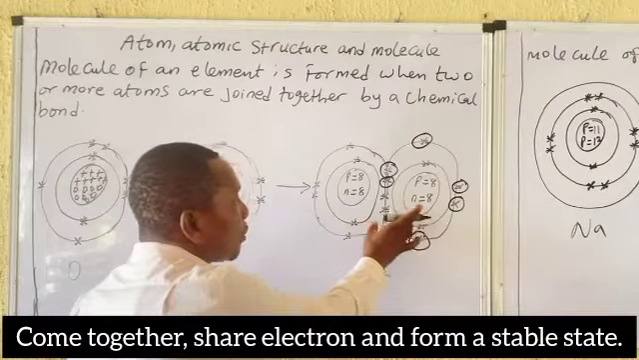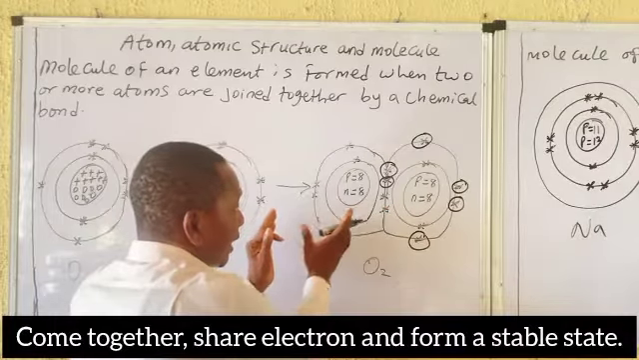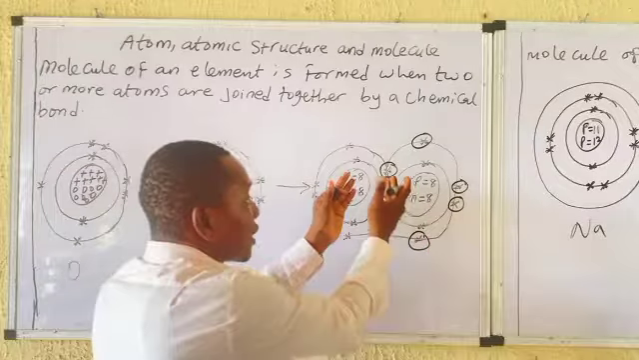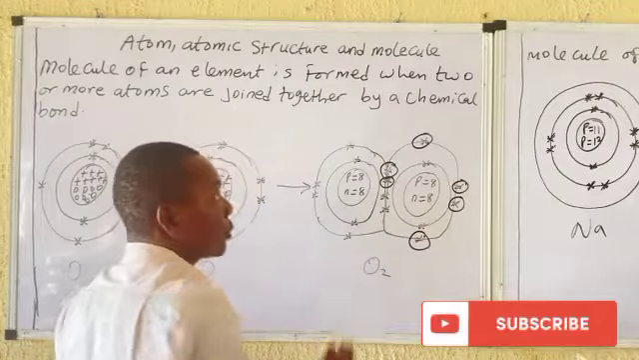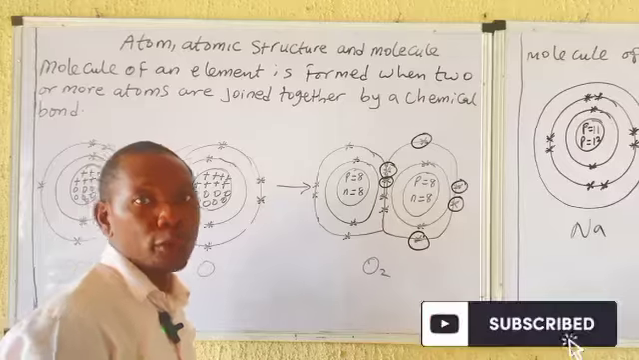So these two atoms coming together, remember, this is a separate atom, this is a separate atom. They now share electrons to form what? A molecule. They've joined chemically to form a molecule. Let's take a look at a molecule of a compound.